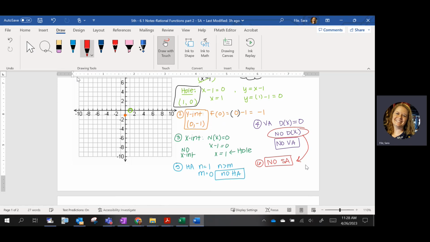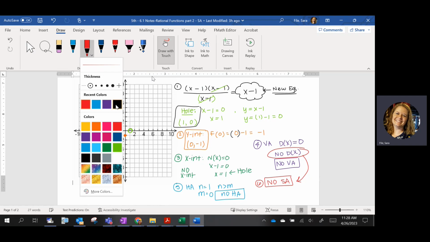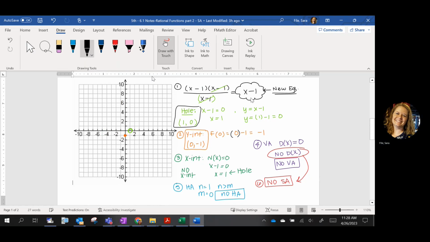Now, some of you may have seen this at the very beginning. I still wanted to go through this so you could see how it works out. But let's go back and look at that new equation. What type of function is this new equation? It's just a line. This graph is just a line through this point and hole. It's got a slope of 1 and a y-intercept of -1.